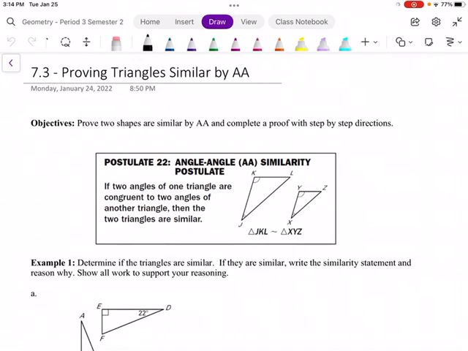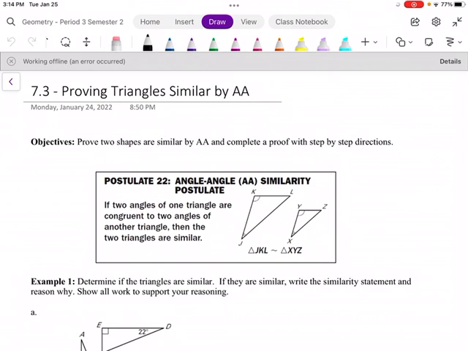Section 7.3 is proving triangles are similar by angle, angle. So our objective for today is to prove two shapes are similar by angle, angle, and we're going to complete a proof with step-by-step directions.